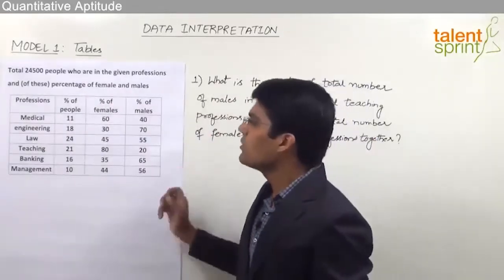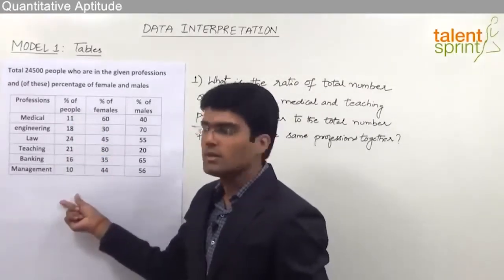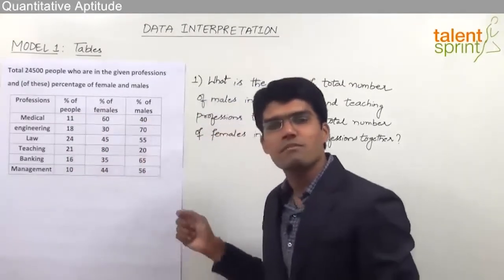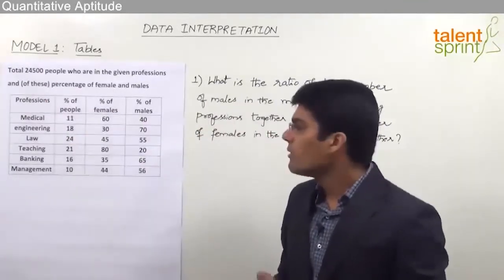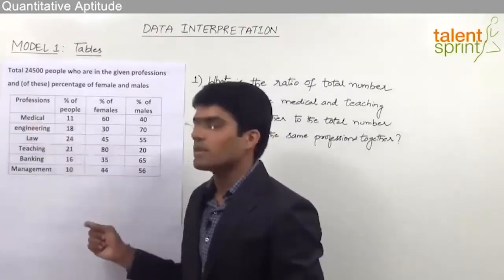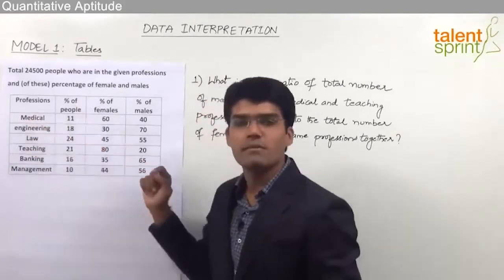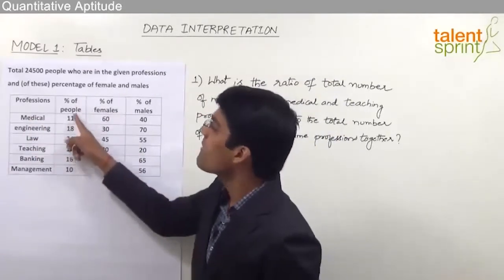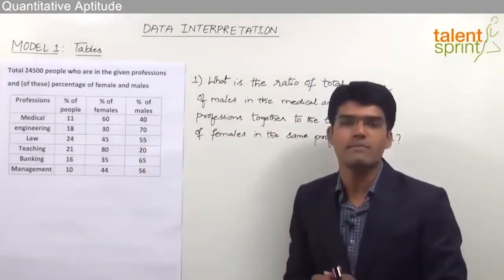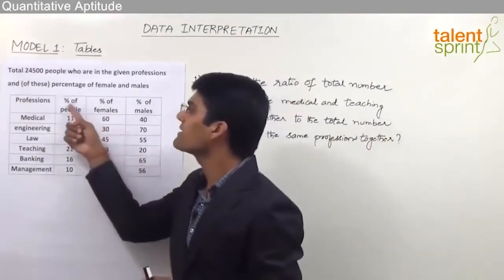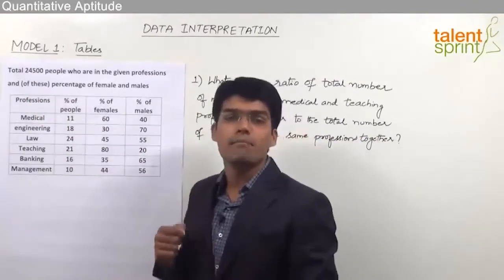That means if we try to observe, we have 6 professions. For each profession, the percentage of people is given, and the percentage of females and percentage of males is also given. And the total number of people here is 24,500. For example, if we take the medical profession, the table says 11% of the people are in the medical profession. Now this 11% is of 24,500. So if we have to find out the number of people in the medical profession, we can say it should be 11% of 24,500.